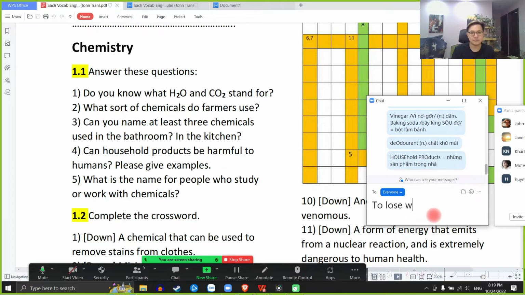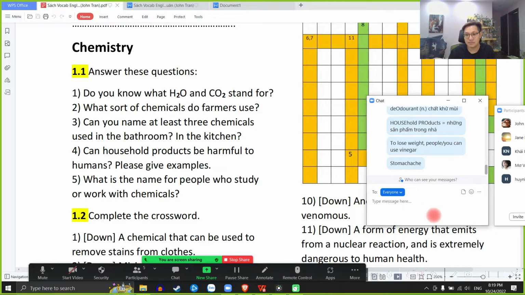To lose weight, you can use vinegar. But if you drink it a lot, you can have stomachache. Can vinegar balance pH in the body? No, I don't believe so. It basically helps the digestion, so tiêu hóa. It helps the digestion, but I don't believe that it's good for the pH level.